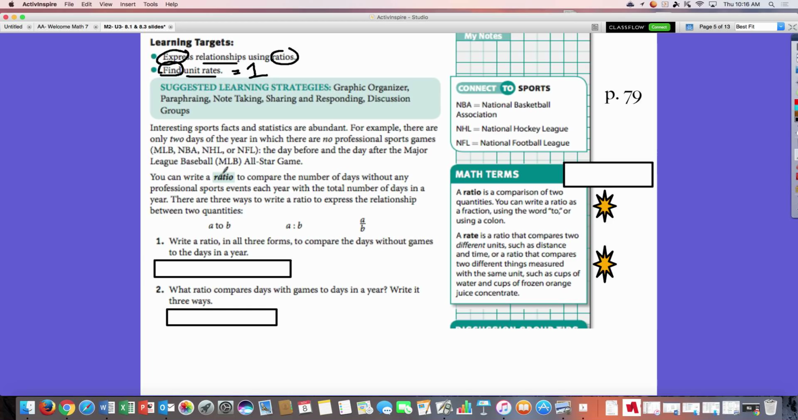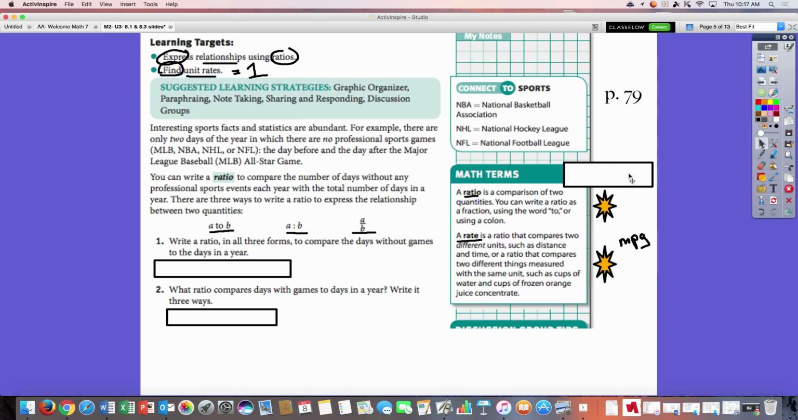We're going to write a ratio of those. Compare the number of days with no events and the number of days with events. So here's our 3 ways, remember? We can write a fraction this way, or a ratio this way. We can write a ratio that way. And we can write a ratio that way. And when I say ratio, put a star by this. It just really means you're comparing two things, right? And a rate is like miles per gallon, right? That's a rate. Miles per gallon.